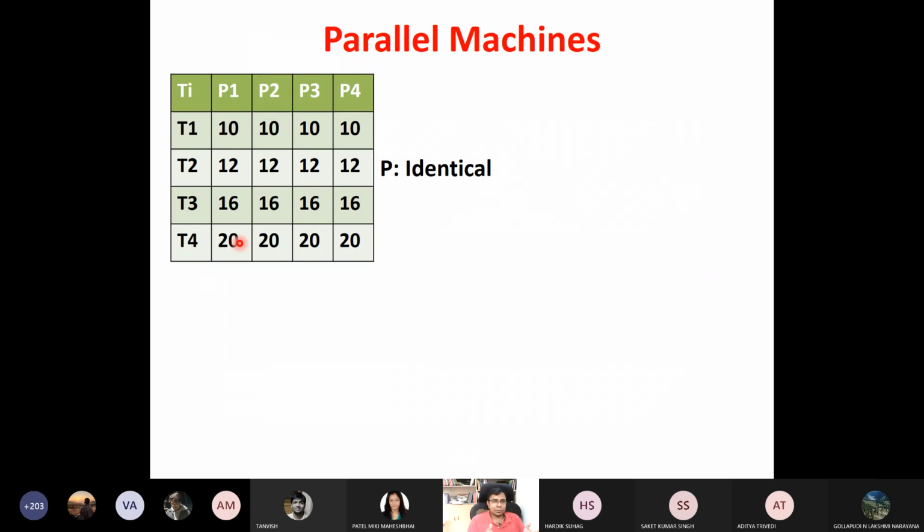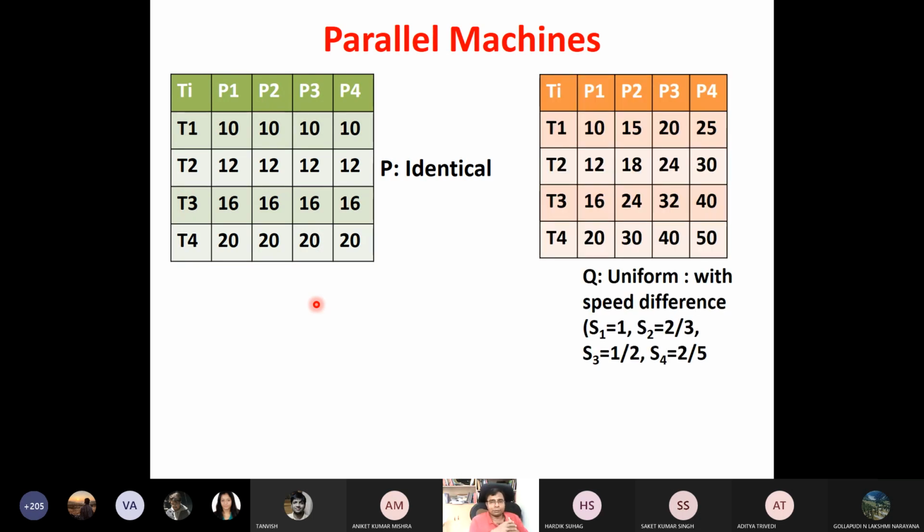Suppose there are 4 tasks and 4 machines. The tasks are T1, T2, T3, T4, and the machines are P1, P2, P3, and P4. In the identical case, what will happen? Wherever T1 executes, the execution time is the same. T2, wherever it executes, P1, P2, P3 or P4, its execution time is the same. Similarly for T3 and T4. These are identical machines.